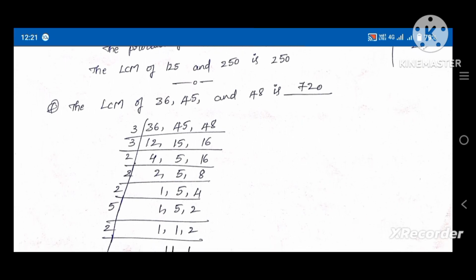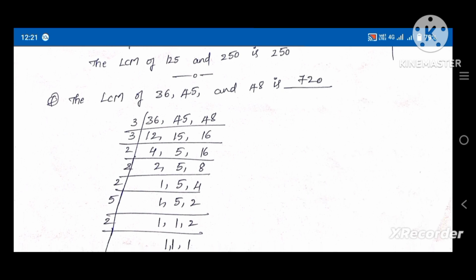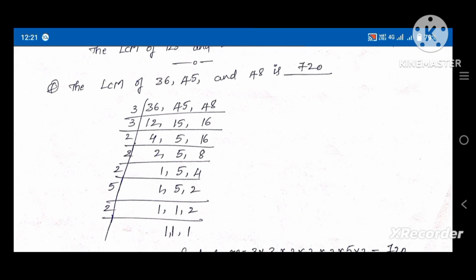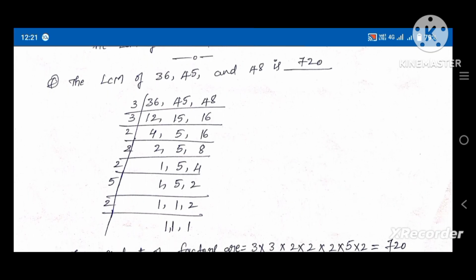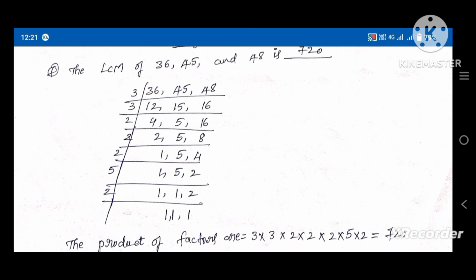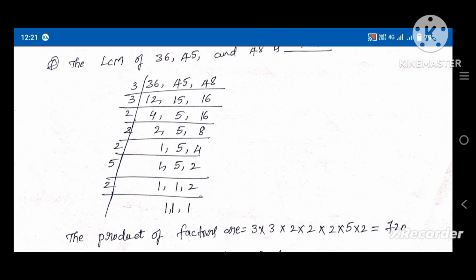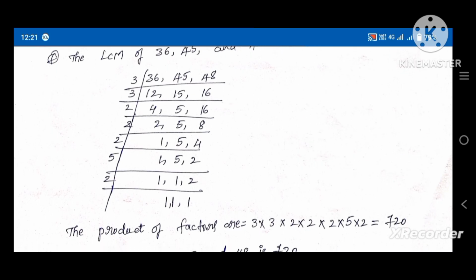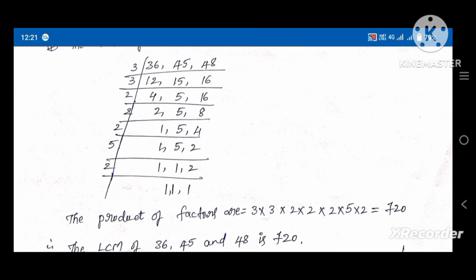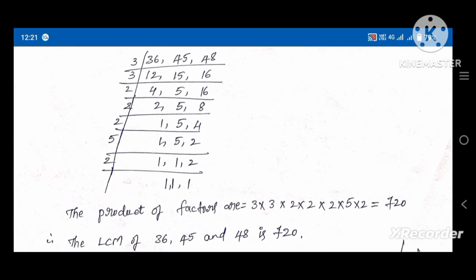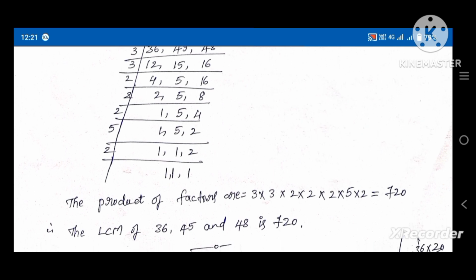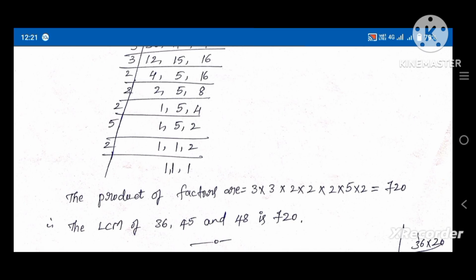Divided by 2, 2 1s are 2, 5 as it is, 2 4s are 8. Divided by 2, 1 as it is, 5 as it is, 2 2s are 4. Then 1 as it is, 5 1s are 5, 2 as it is. Divided by 2, 1 as it is, 1 as it is, 2 1s are 2. The factors are 3, 3, 2, 2, 2, 5, 2. The product of factors is 3 into 3 into 2 into 2 into 2 into 5 into 2, which is equal to 720. Therefore, the LCM of 36, 45 and 48 is 720.